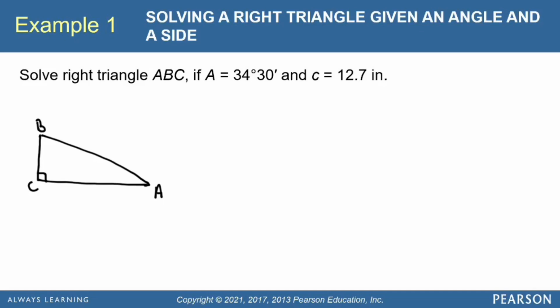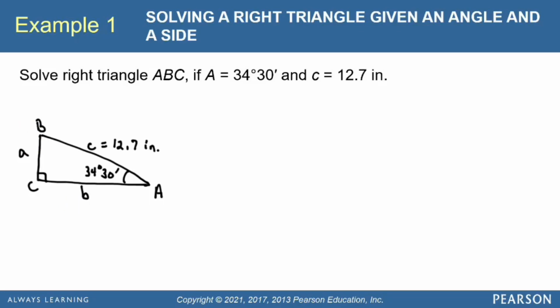We know that the sides are always labeled with lowercase letters, and the matching letters will be across from each other. So if I go opposite from angle A, this is going to be side a. So this is lowercase a here. Opposite from angle B is here, so that's going to be side b. And of course the hypotenuse is always side c. Now angle A we know is 34 degrees and 30 minutes, and side c we know is 12.7 inches. So now it's our job to find the missing angle B and also missing sides lowercase a and lowercase b.